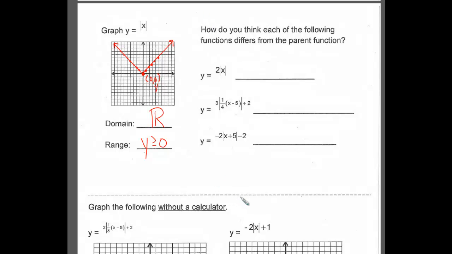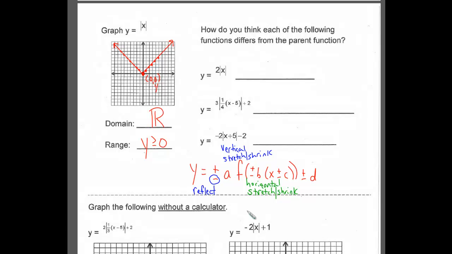Remember the general function transformation? The number in front, if it's negative, it is reflecting. A is a vertical stretch or shrink. B is our horizontal stretch or shrink. And remember, B is what we called in class a liar, to help you remember. C is the horizontal movement left or right. Remember, C is also a liar. And D is our vertical movement up or down.